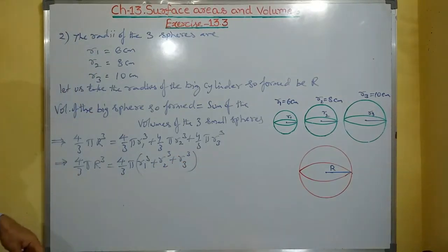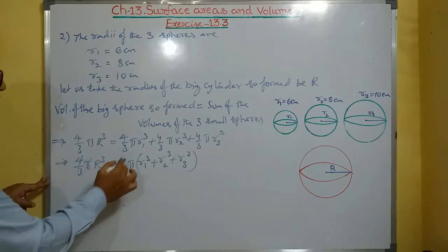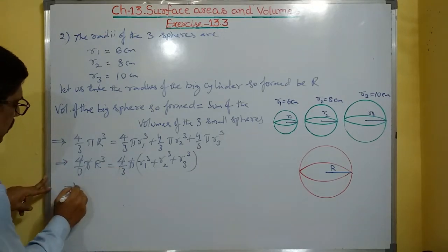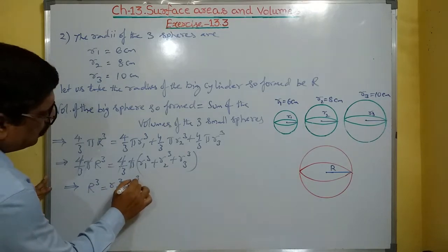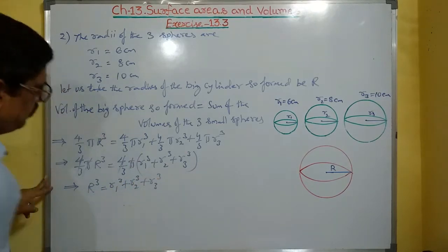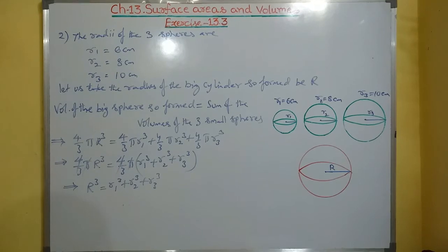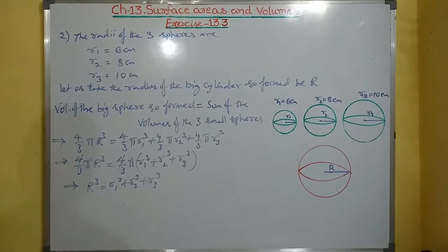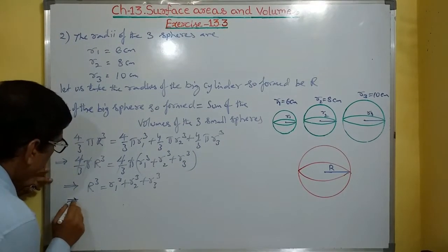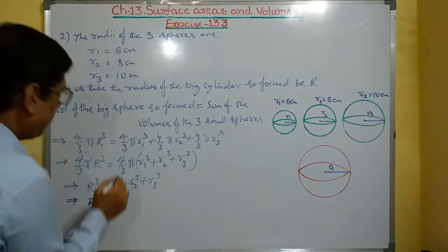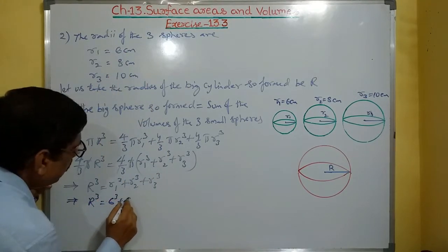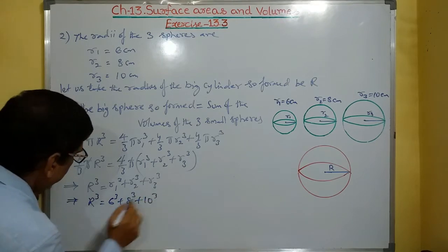So now this factor 4 by 3 can be cancelled on both sides. Then we get capital R cube is equal to R1 cube plus R2 cube plus R3 cube. Now this implies R cube is equal to, R1, R2, R3 are respectively 6, 8, 10, so 6 cube plus 8 cube plus 10 cube.